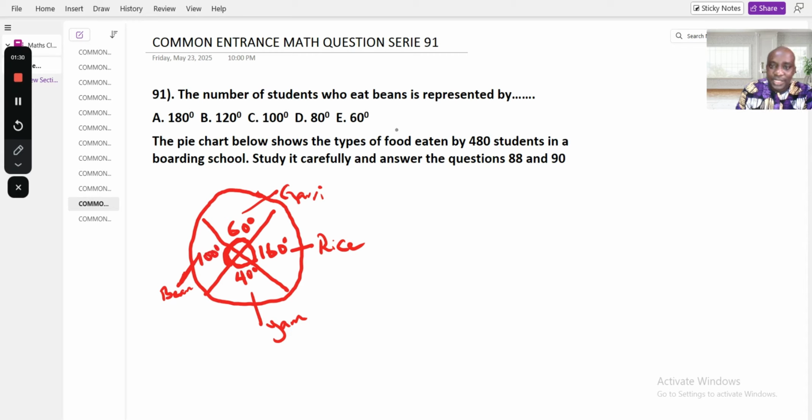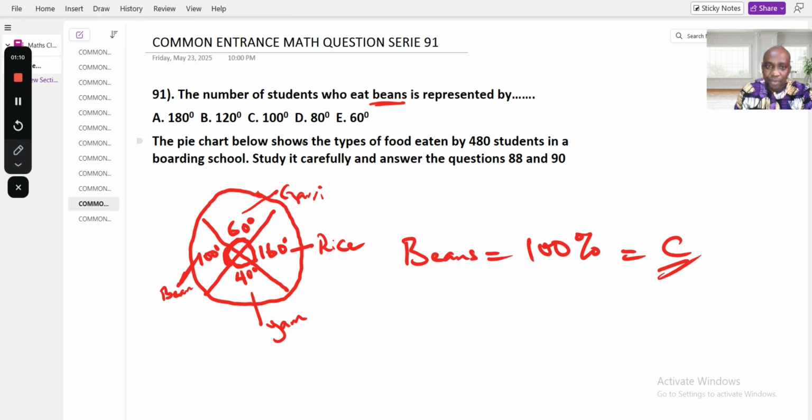Therefore, the degree for the beans, the number of students who eat beans, is represented by what? 100 degrees, because the answer is in degrees. Therefore, the beans is 100 degrees, which is C. Our final answer, C. Let's move to the next question.